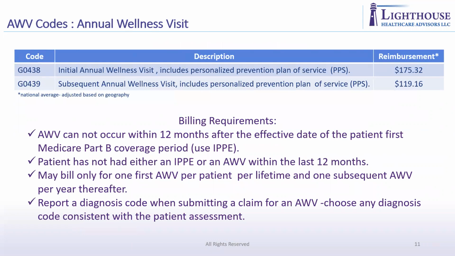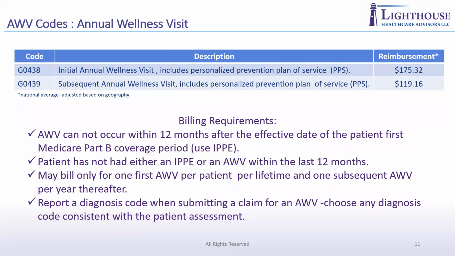So this code, the 438 code, cannot be billed within the first 12 months, because if it's within the first 12 months, you have to bill the IPPE code. And then following the second year of enrollment, starting in year 3, we're going to start billing for the subsequent annual wellness visit, G0439. So this is going to be every annual wellness visit moving forward. So after year 3, we're going with the subsequent annual wellness visit for the rest of that patient's time in the Medicare program. So again, the billing requirements, this AWV cannot occur within 12 months after the effective date of the patient's first Medicare Part B coverage period.